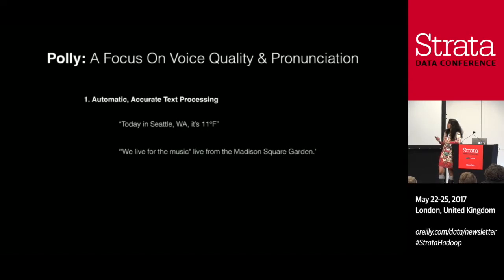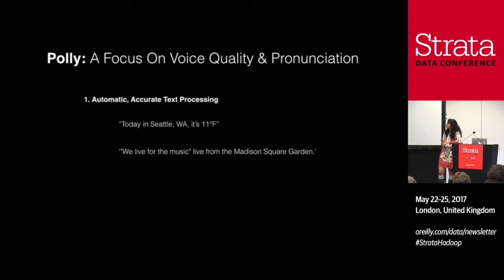It can automatically recognize a number of things, right? Like for instance, what does F here stand for? Or how should I customize the pronunciation depending on the context? Today in Seattle, Washington, it's 11 degrees Fahrenheit. Right, so F is Fahrenheit, so that it recognizes.